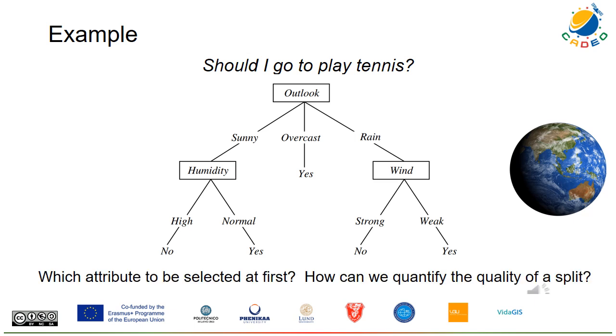However, here we may find two questions. The first one, which attribute should be selected at first? So you may have a question here, why do we select Outlook first rather than humidity or wind? The second question is, how can we quantify the quality of a split? So how can we know whether this split is good or bad? In our next content, we will answer these questions.